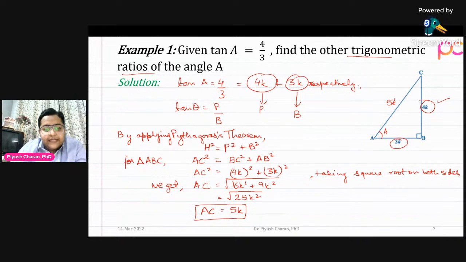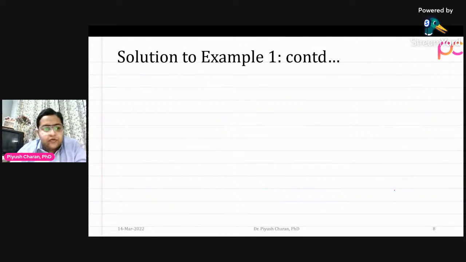So now let us calculate the ratios. For example, sine A will be equal to perpendicular upon hypotenuse. Perpendicular is 4k, hypotenuse is 5k, so we get the ratio as 4 upon 5. Calculating cosine of angle A, we get base upon hypotenuse; base is 3k, and hypotenuse is 5k, so we get 3 upon 5. Tan we already know.